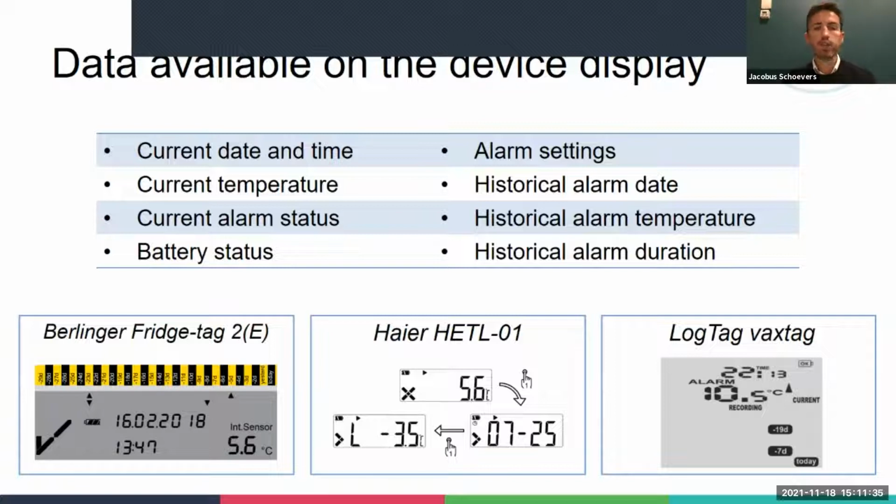So on all these devices, if you click on the button that is on the device, it will show you more information like historical alarm data, the dates, the alarm temperature, and alarm duration historically as well. So by clicking on the button, you can access a lot more information right on the screen. Right, thank you. Next slide.